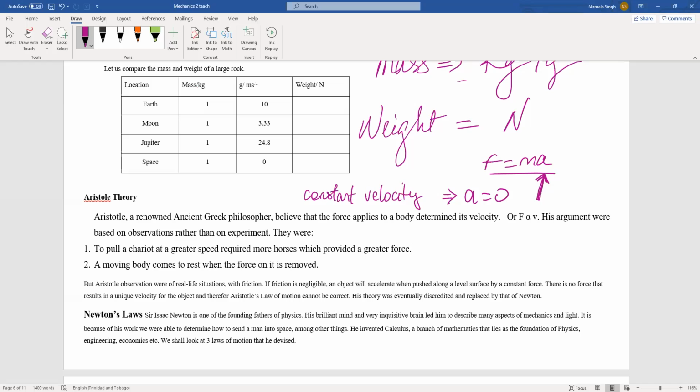Remember, he did not take into consideration that the object was accelerating or decelerating, and force is a product of acceleration. So this is where his laws could not be worked out. So it was wrong that he came up with a law.